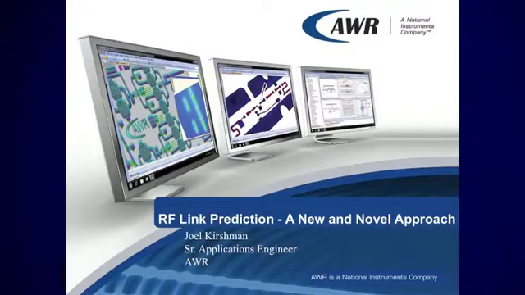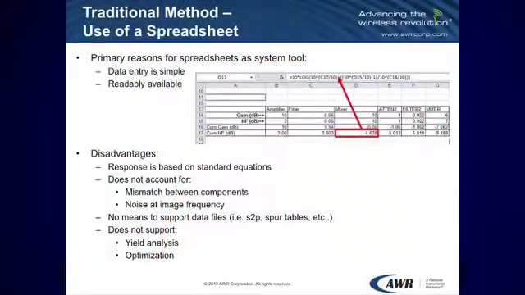I'm from Applied Wave Research, and today we're going to talk about RF link prediction, a new and novel approach. So traditionally, engineers tend to use an Excel spreadsheet to do calculations such as cascaded noise figure, P1 dB compression point, or third order intercept point of an RF link.